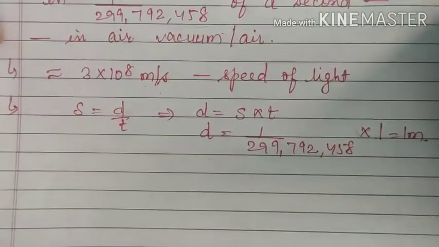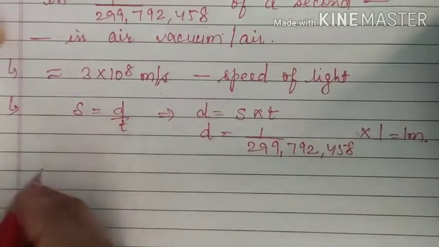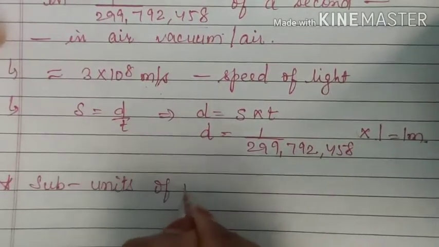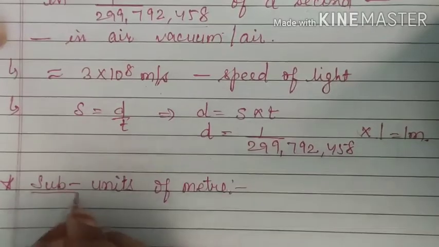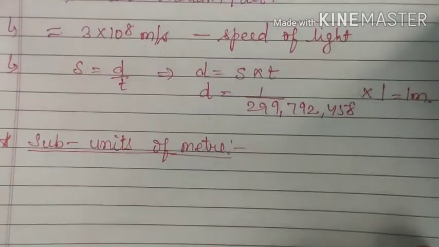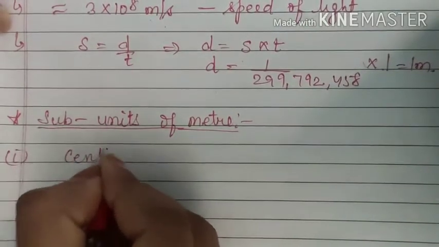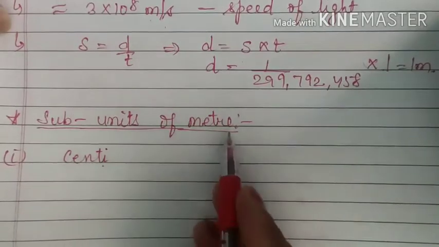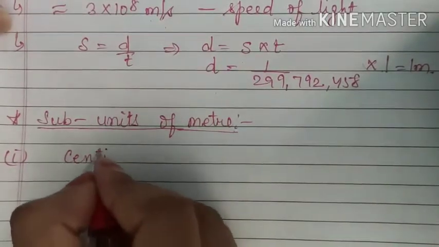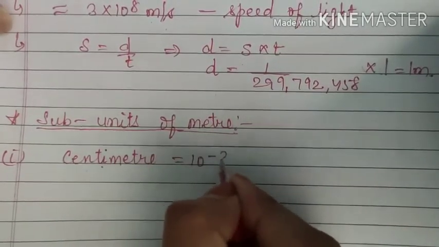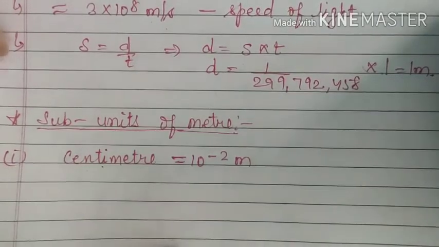Now we have to see some subunits of meter. That means we will see other units of meter. First we will see subunits, that means smaller than meter, and later we will see multiple units. So our next topic is subunits of meter. Now we have already learned the prefixes, so it's not very difficult for us. The first one given is centimeter. The centi prefix was there, and here we are learning about meter, so we keep meter here. We know that 1 centimeter is equal to 10 raised to power minus 2 meter.